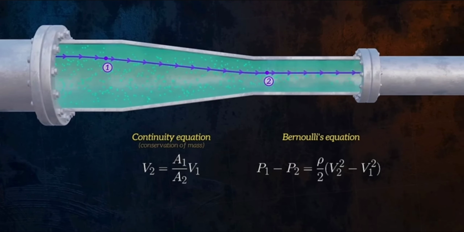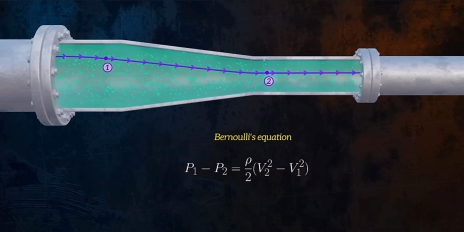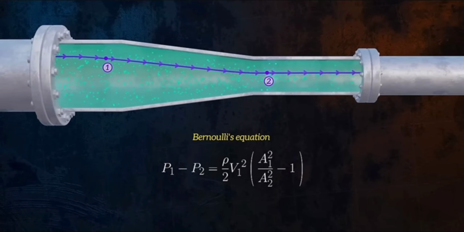The cross-sectional area A2 is smaller than A1, which means that the velocity of the flow increases as it passes into the smaller diameter pipe. This is quite intuitive. By substituting this equation for v2 into Bernoulli's equation, we can see that since the velocity increases between points 1 and 2, the pressure between the two points must decrease.